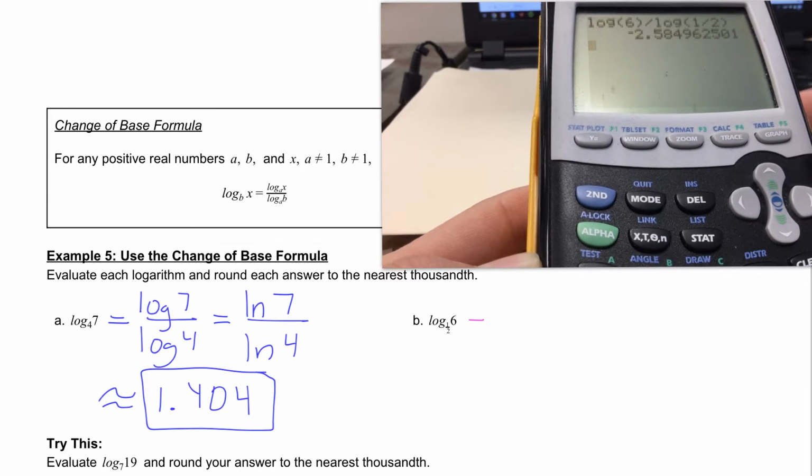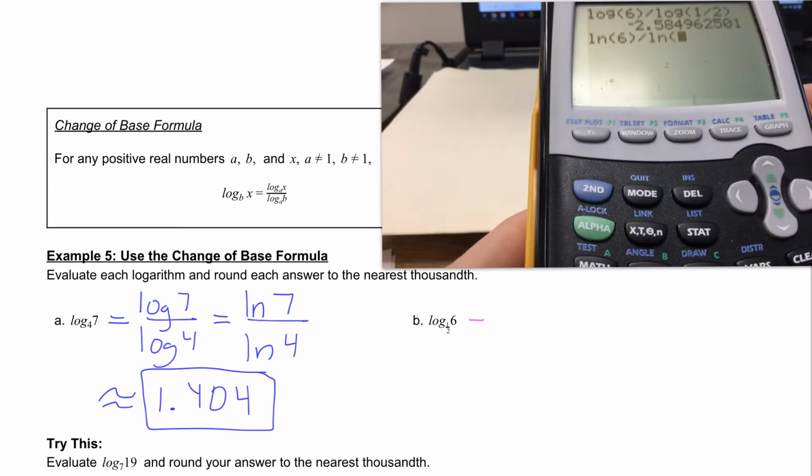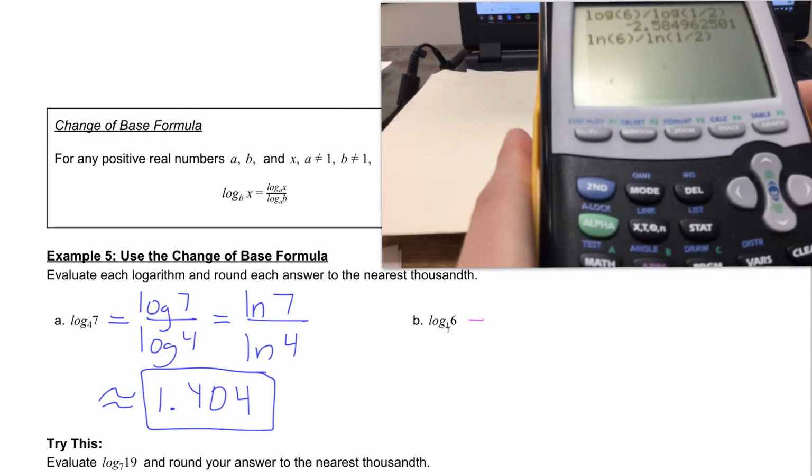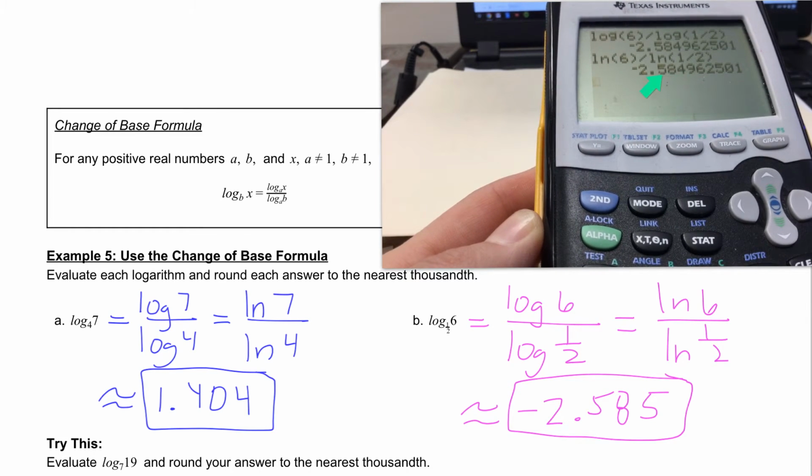And just to show you that the natural log is the same, the natural log of 6 divided by the natural log of 1/2 will also give us negative 2.585.